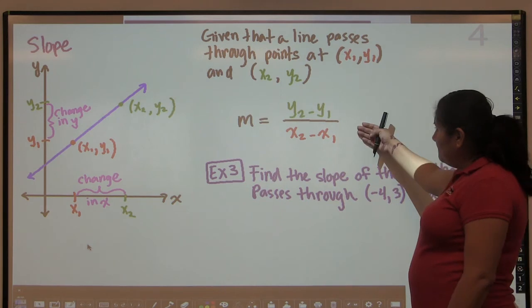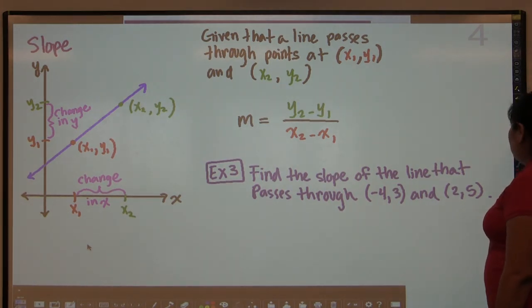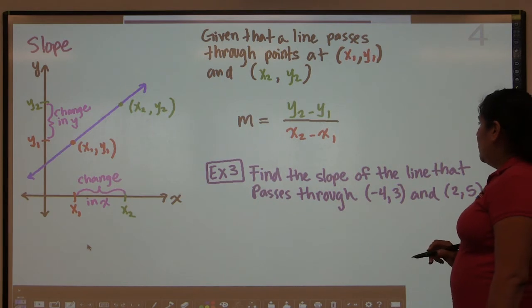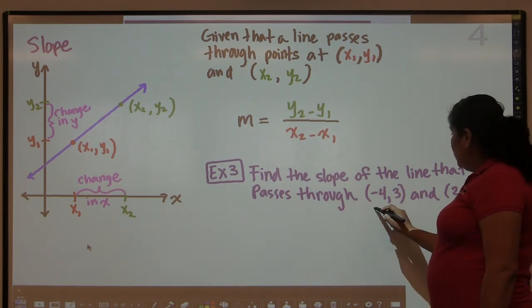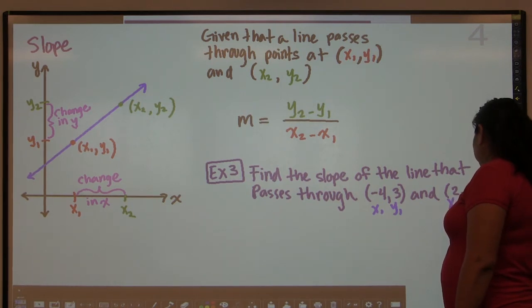So this is our formula, and we have an example here. Find the slope of the line that passes through, and it gives us 2 points. One of the first things you want to do is to make sure that you label your points. Okay, so that's always pretty important. X1, Y1, remember I told you earlier, the same is true here. You have to be consistent.